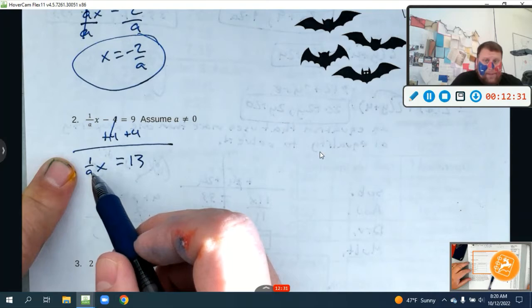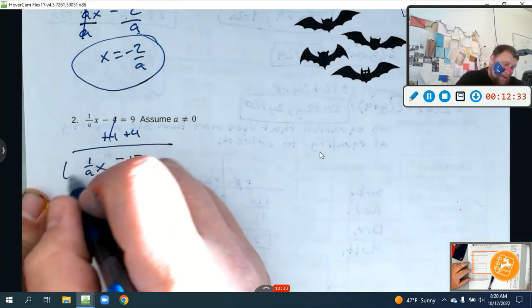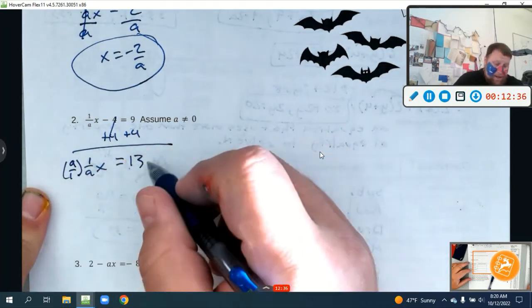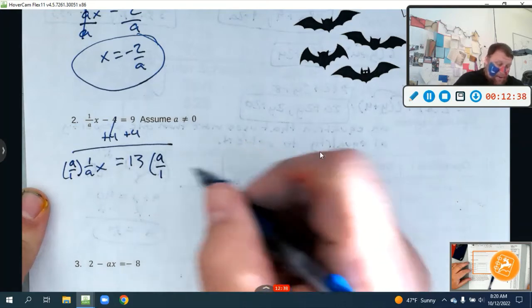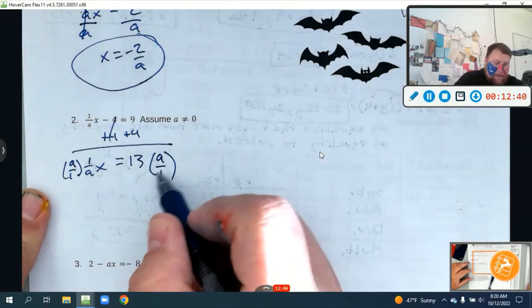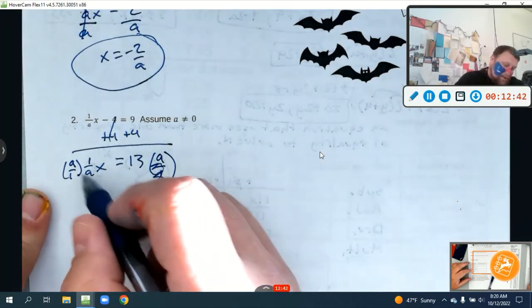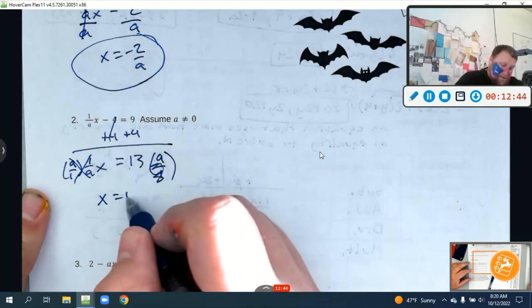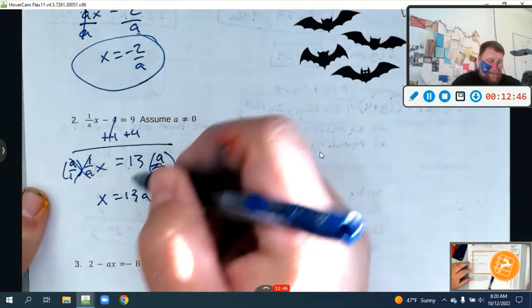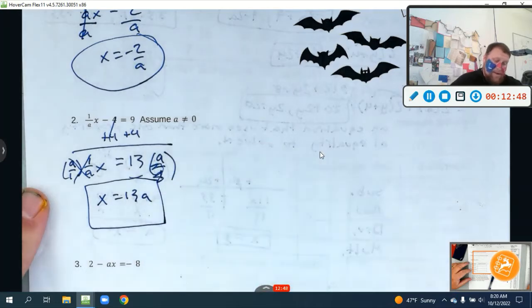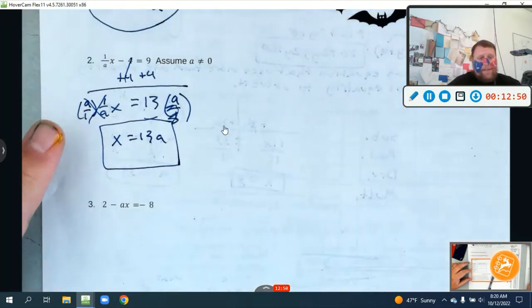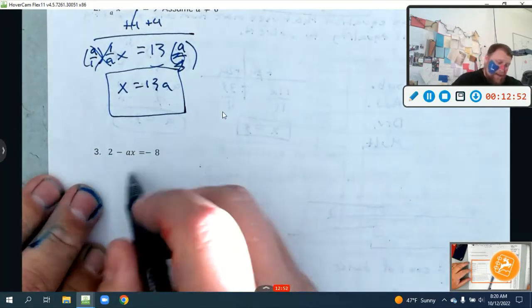Okay, what's the reciprocal of 1 over A? That'd be A over 1. That's the multiplicative inverse. And I don't even need that over 1, right, over here. Those cancel out. I get X equals 13A. It's actually easier math. Less to do. I'm telling you, embrace it. It's not bad.